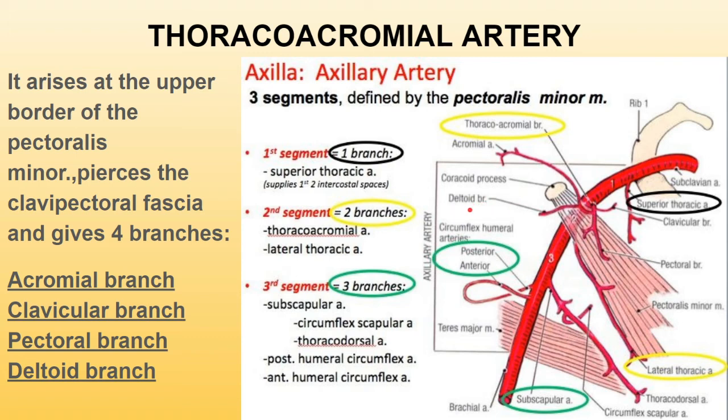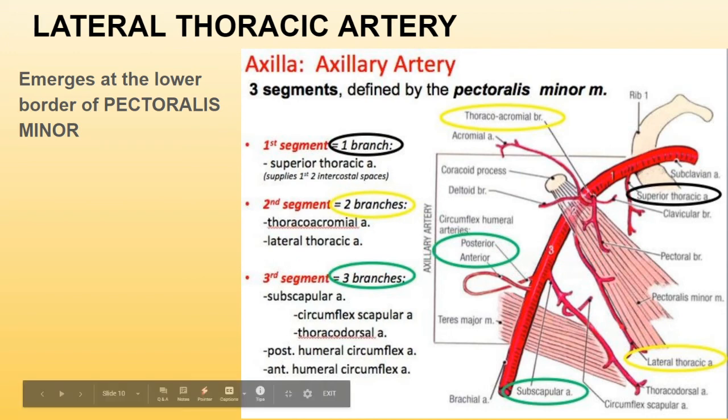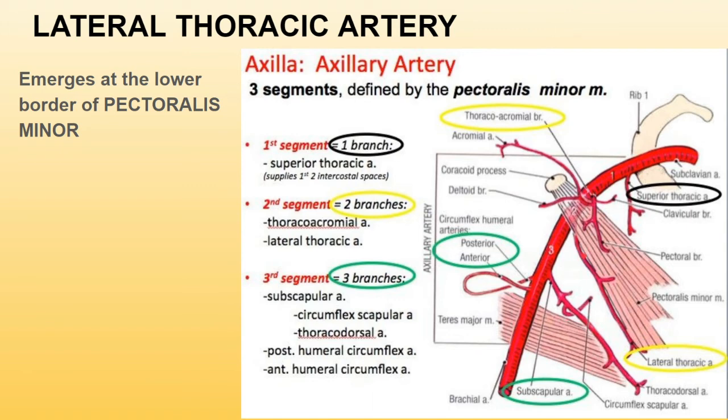vein. Now next is the lateral thoracic artery, another branch of the second segment. As you can see, this is the lateral thoracic artery and this actually emerges and runs at the lower border of the pectoralis minor muscle. Now in females, this artery is actually large and gives off the lateral mammary branches to the breast.